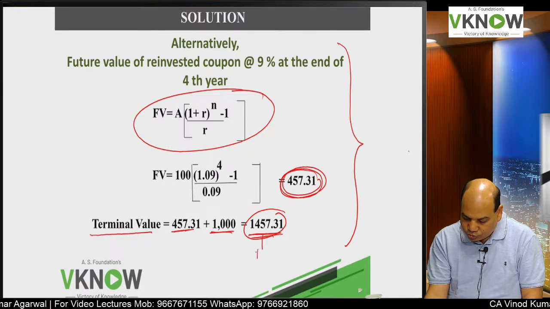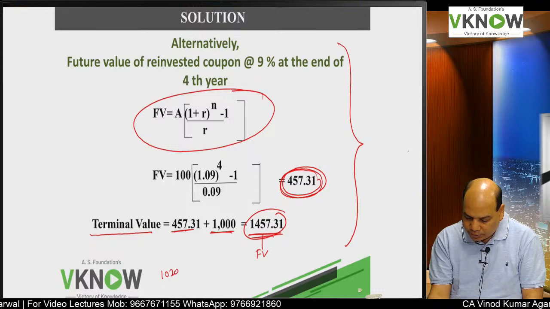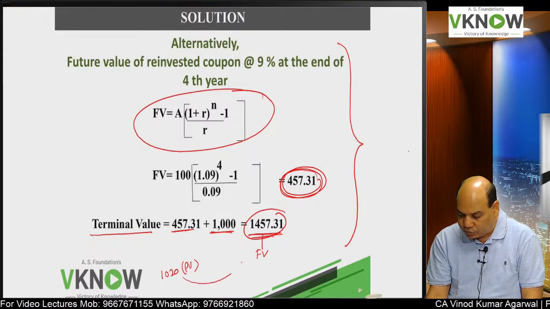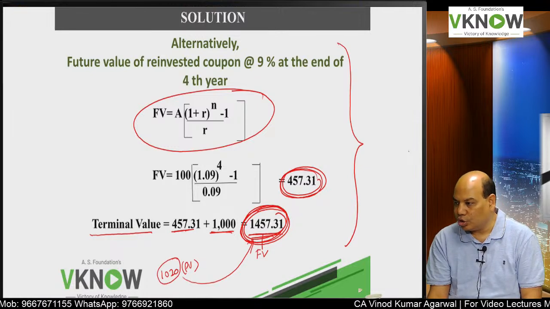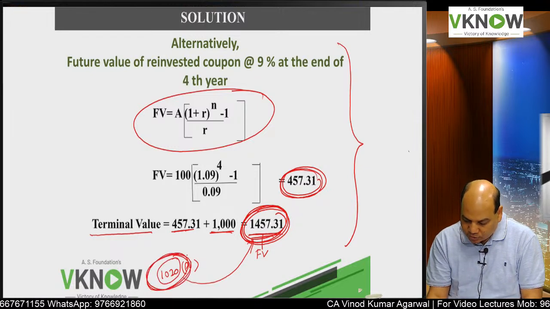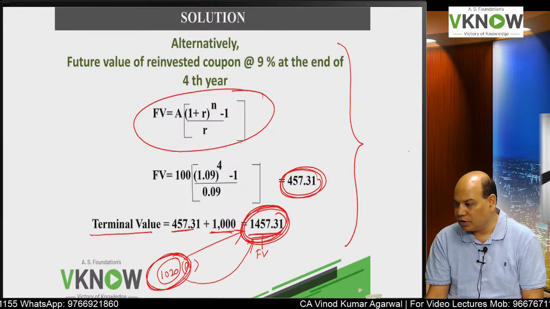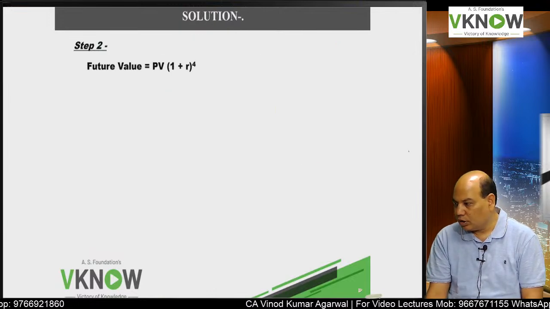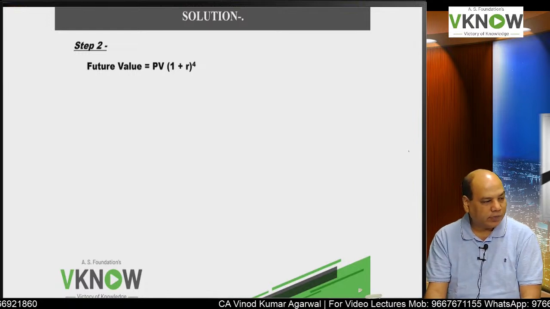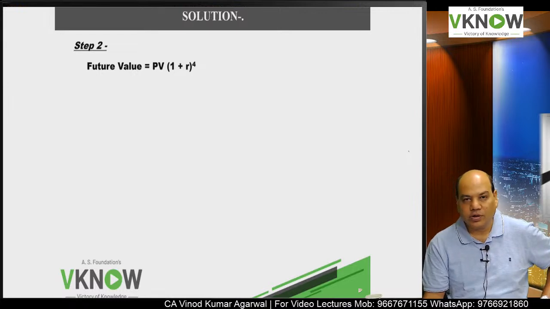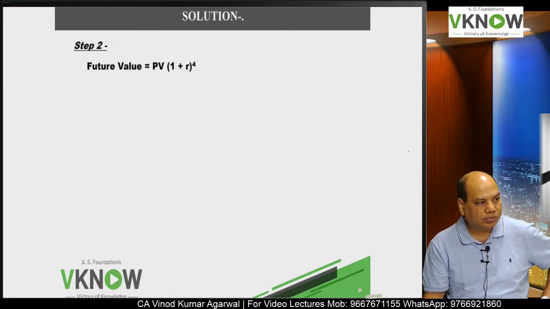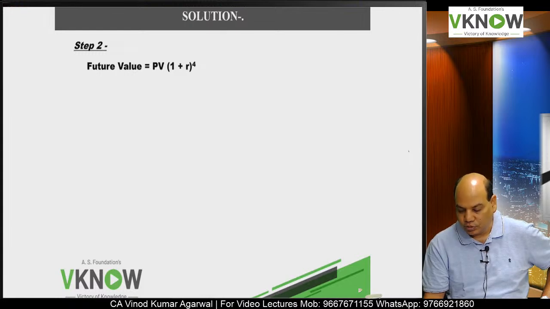This is the future value and 1020 is the present value. We have to find that discount rate at which the present value of this amount is equal to 1020, or the future value of this amount is equal to 1457.31. So write down below, step 2. We'll write this formula of future value. You can write the formula of present value also, doesn't matter. Future value equals PV into (1 plus R) to the power 4.